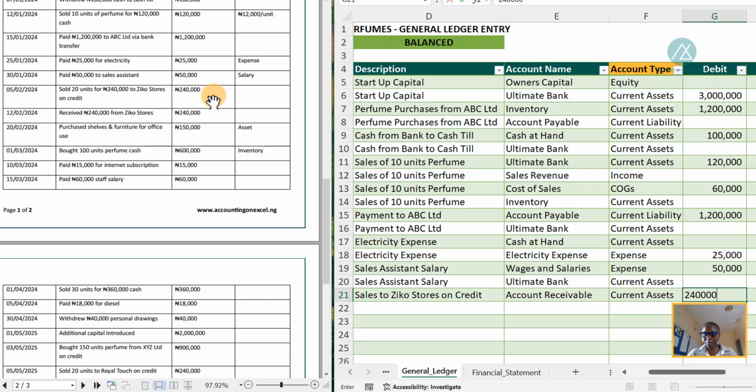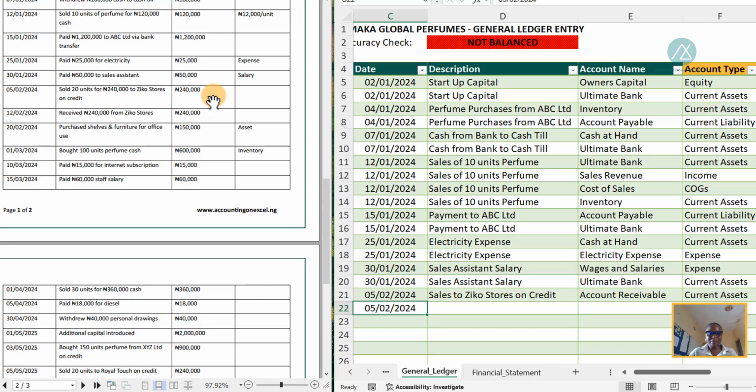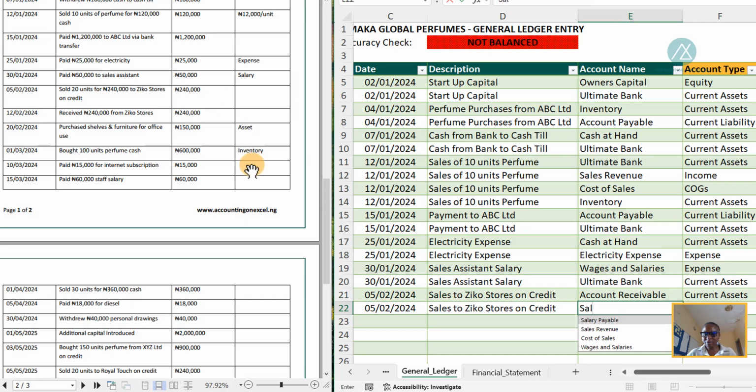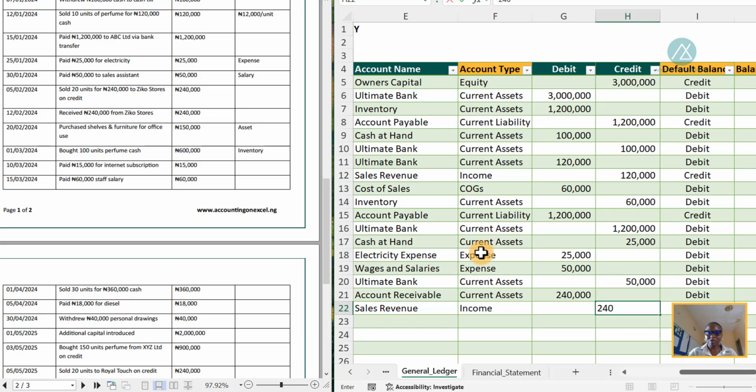240,000. Right. So the next account that is impacted is the sales account. Sales revenue is an income account, so you go to the credit side, 240,000.